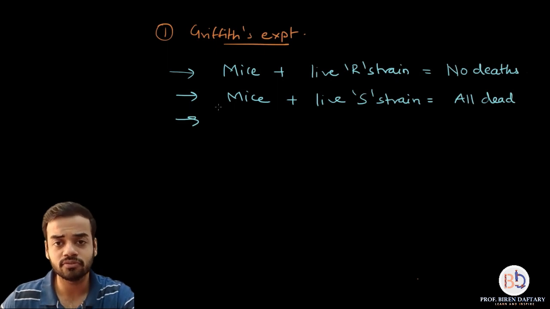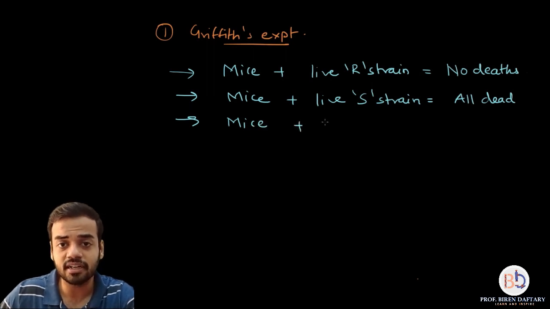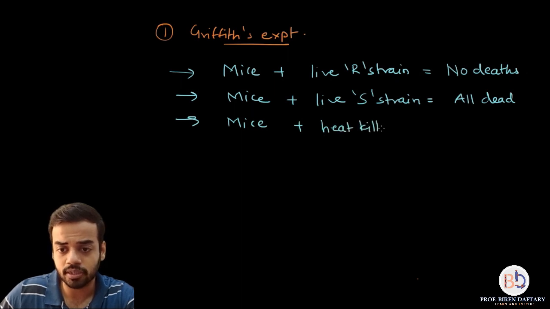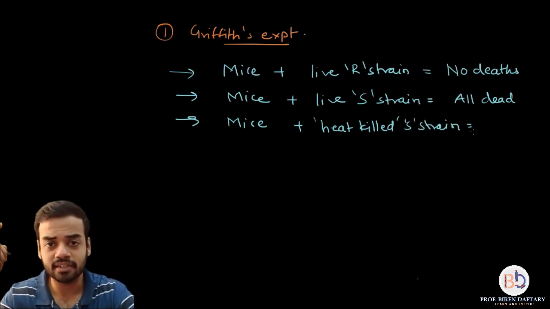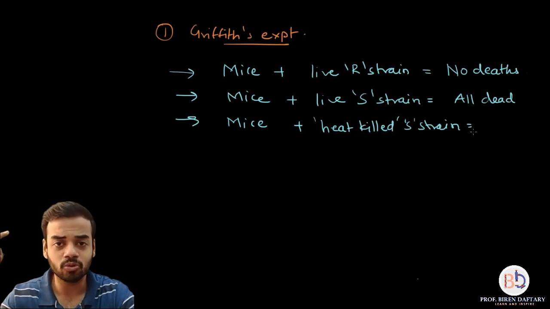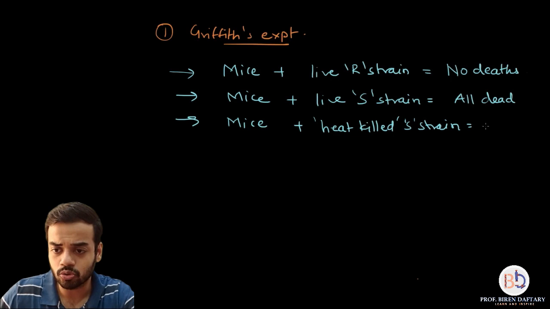Third step, and this is very important, was mice injected with heat killed S strain. Very important point to remember, heat killed S strain. Since the bacteria were heat killed, none of them could cause the disease because heat denatures the toxic proteins of the bacteria. It basically kills the bacteria, correct? Because of that, no deaths, so all the mice were alive.